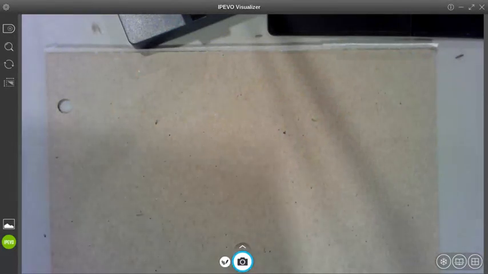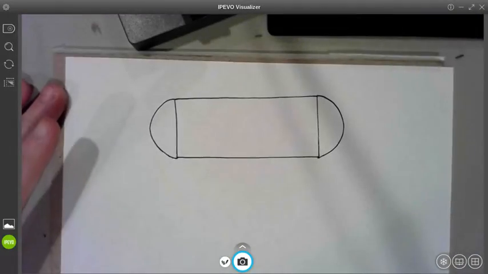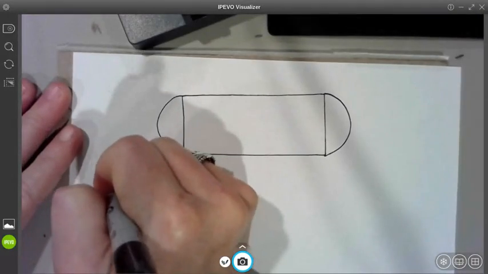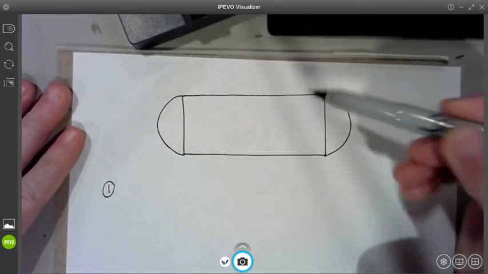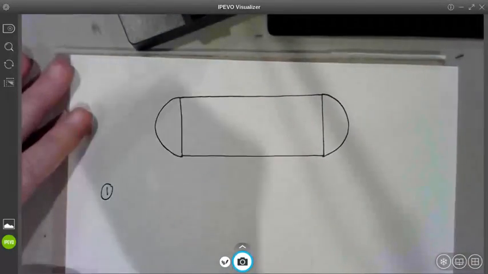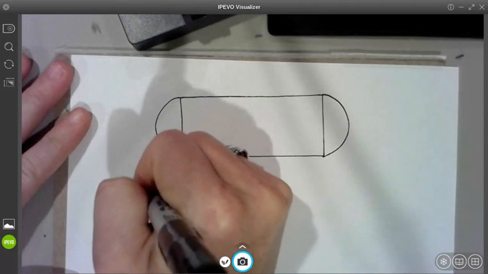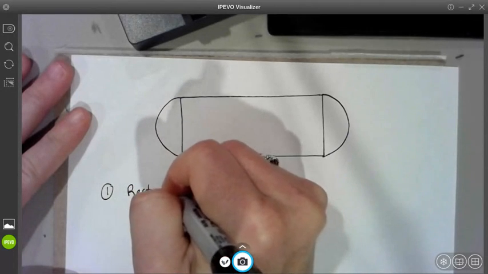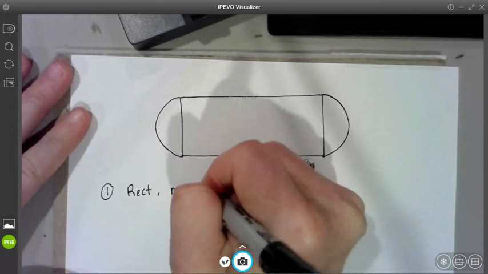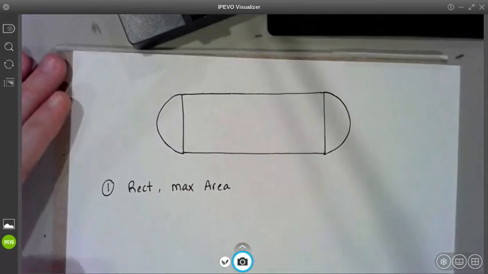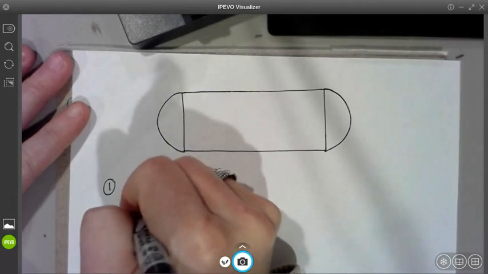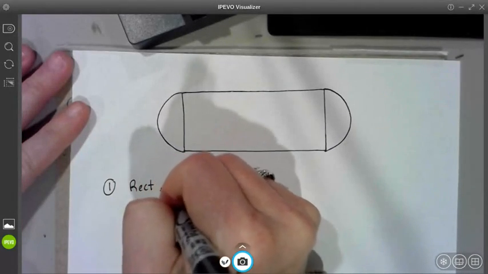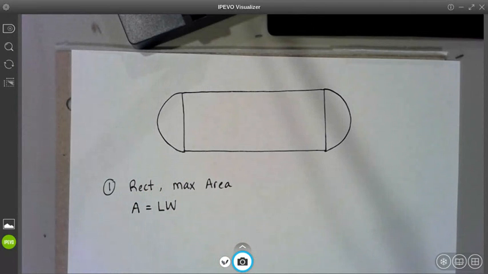Okay, let's get ourselves organized, okay? First of all, number one, their goal is for the area of this rectangle on the inside of this track to have a maximum area. So we want the rectangle with a max area. Well, first of all, how would you even find the area of a rectangle? The area of a rectangle would be equal to the length times the width, right? All right, we want to maximize that.